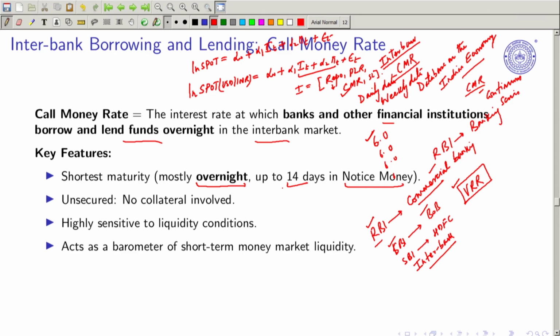So if you are a lender, then you will be thinking about your payoff. Unsecured lending is highly sensitive to liquidity conditions, which means that if every bank has excess liquidity, then the rate is going to come down. If banks have less liquidity, then this rate is going to go up, because every bank will be looking for money. And most importantly, it acts as a short term money market liquidity barometer. It is one of the important indicators, as I told, because it has continuous data on the RBI website, and that's why it is very useful to use such data.